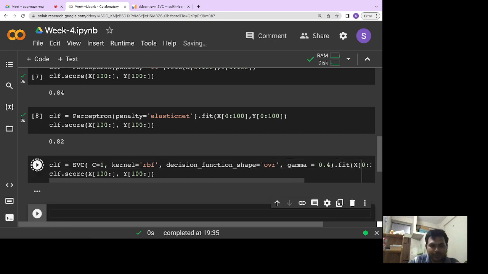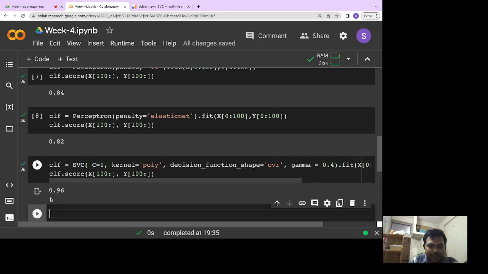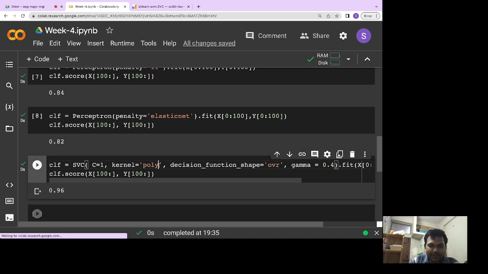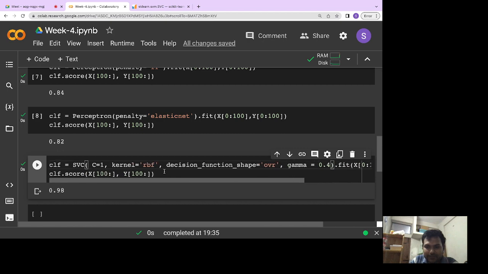RBF kernel is not working at all in this case. For C equal to 1, it is again 0.98. For C equal to 1, the polynomial kernel had given 0.96. The RBF kernel is much more complex than the polynomial kernel, and it's giving 0.98. So this is how you can play with the different parameters.